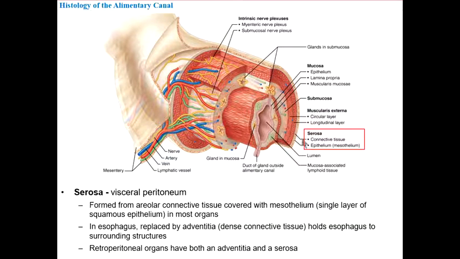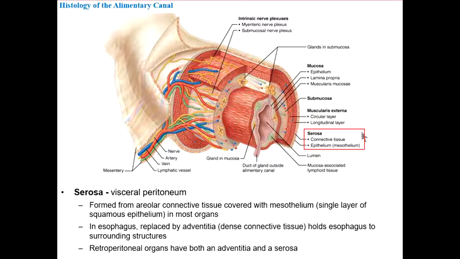And then finally, we get to the fourth layer in the alimentary canal, histology, and that's called the serosa. So the serosa is really two sublayers in one. You have the inner connective tissue, which is areolar, and then the outer epithelial tissue, which we call the mesothelium, and that is just simple squamous epithelium.